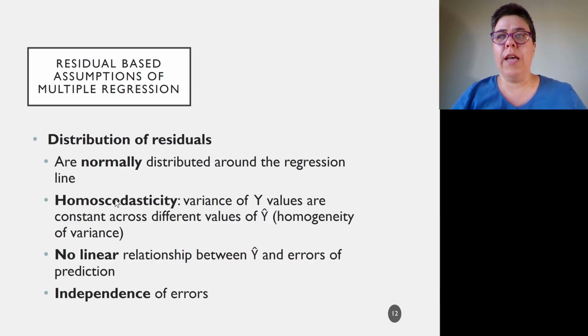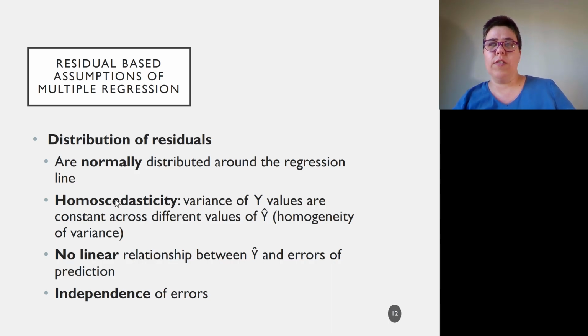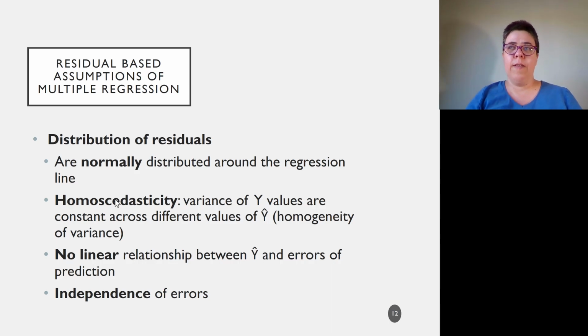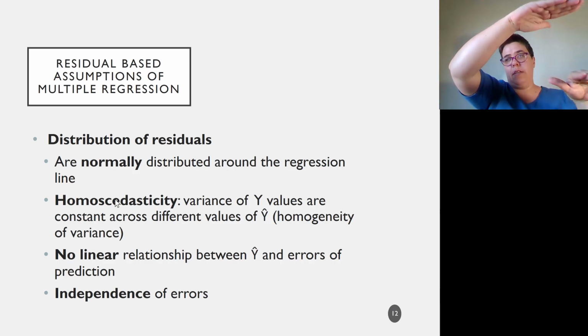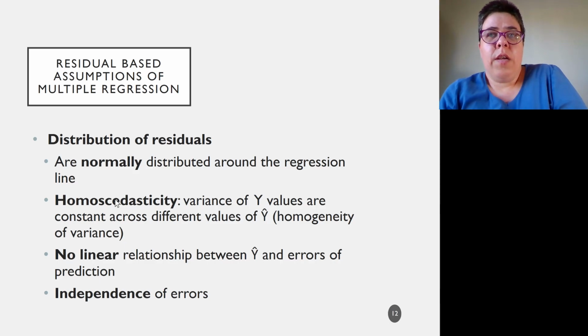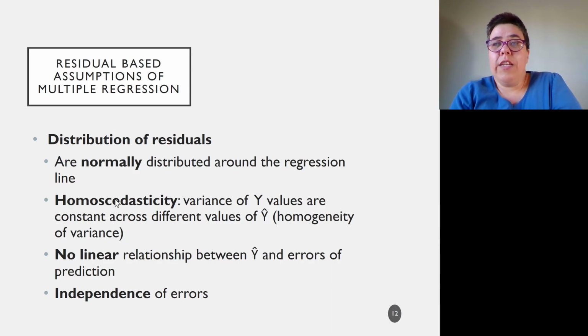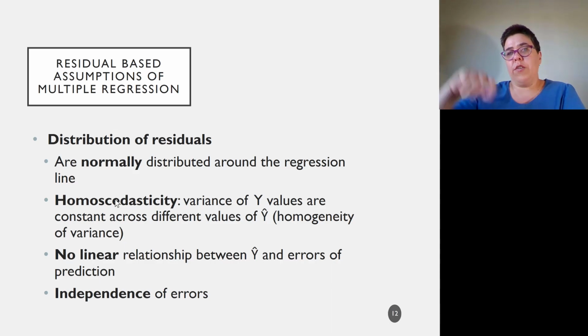There's also an assumption that the variance of the DV is constant across the different levels of y hat, called homogeneity of variance, which is also called homoscedasticity, which is a fun term to throw around at parties, right? So homoscedasticity means that the variance of the DV is the same across all the levels of the predicted scores. And that signifies that there's no huge pileup of scores or error at one end of y hat or another. Another way of saying that is that there's no linear relationship between y hat and the errors, so they don't increase as y hat increases or decrease as y hat increases.